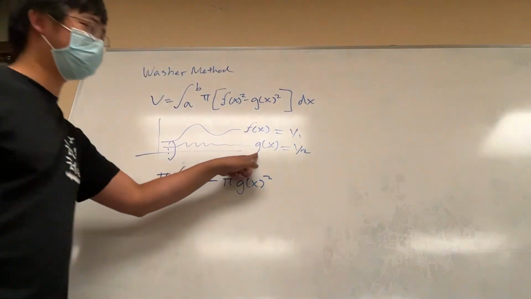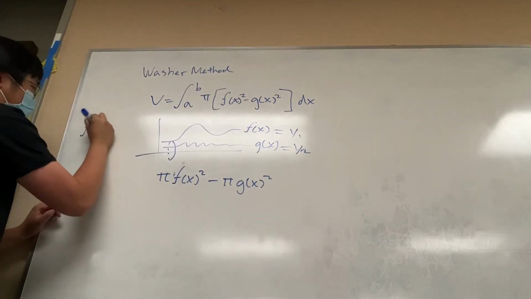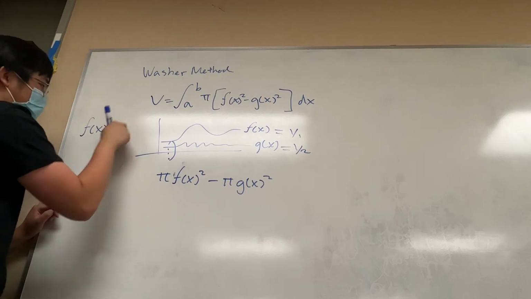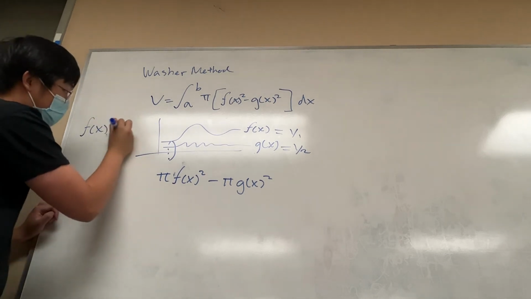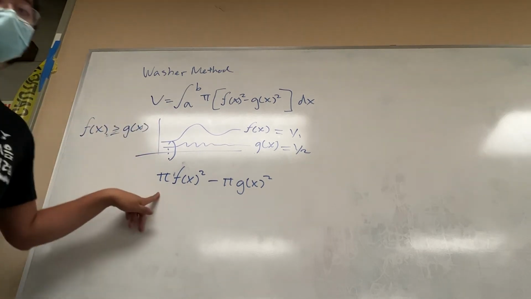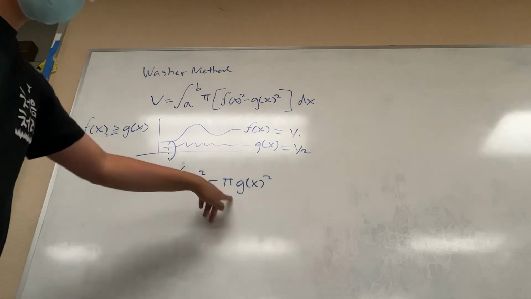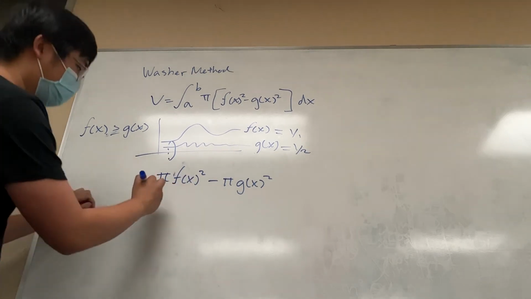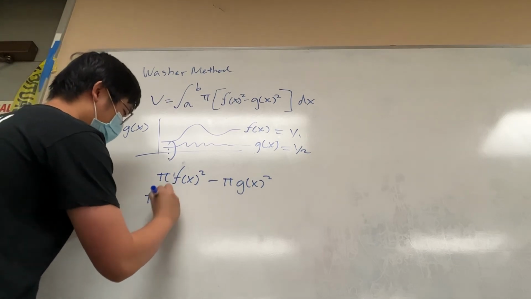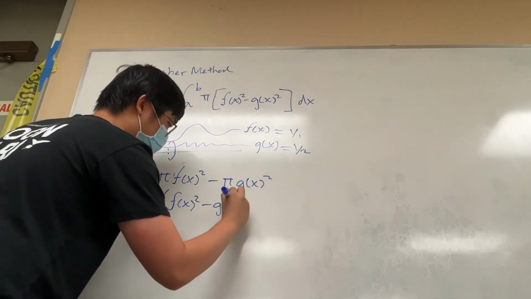This is assuming that f of x is bigger than g of x. This function must be bigger, otherwise you will be getting negative values, which is not real. We can take out the pi from this equation here, and we're left with f of x squared minus g of x squared.